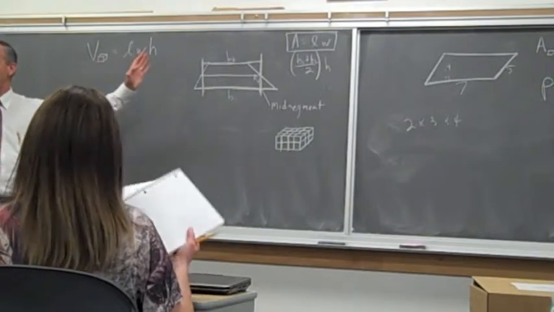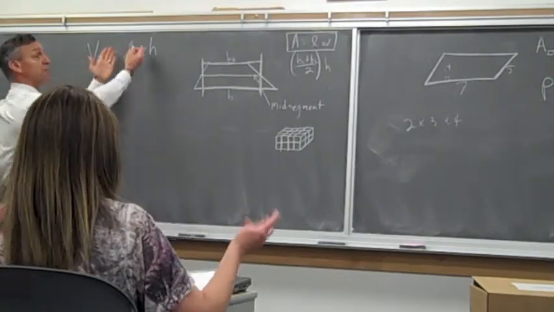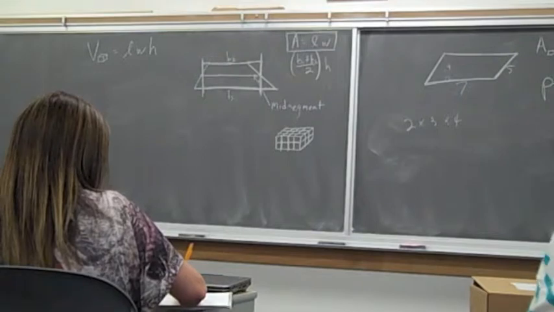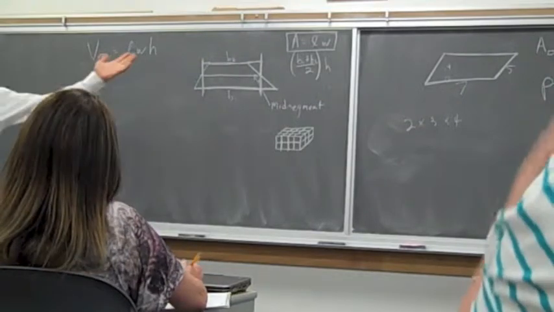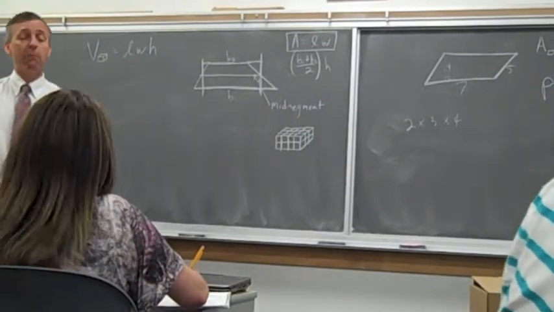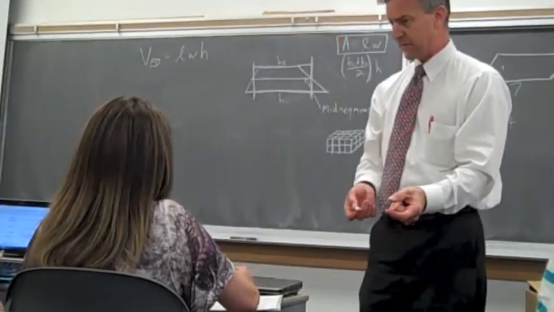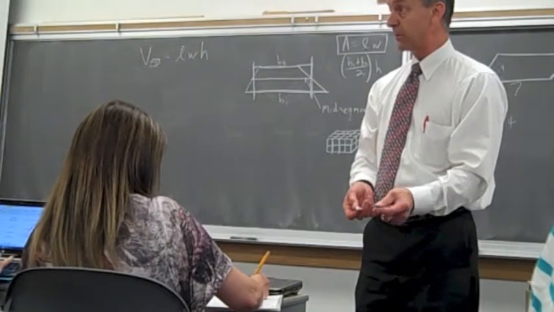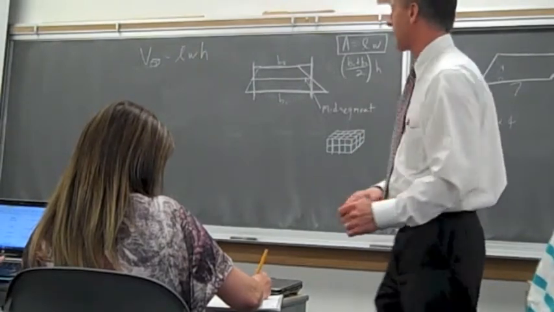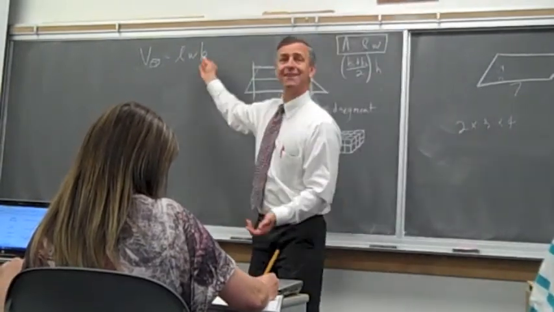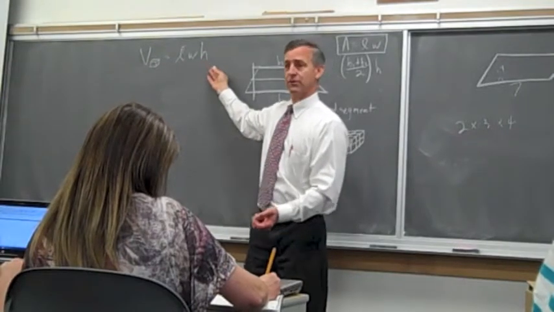Length times width times height. Why? He said length times width is what? It's our rectangle, right? So it's how many cubes are sitting on the bottom layer. Do you agree with me? Yes. If you went L times W, it's how many cubes are on the bottom layer. And the H tells you what? How many layers?